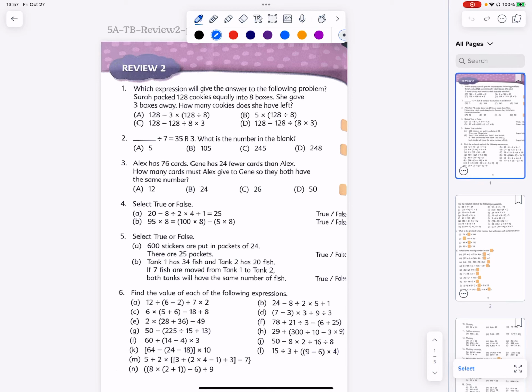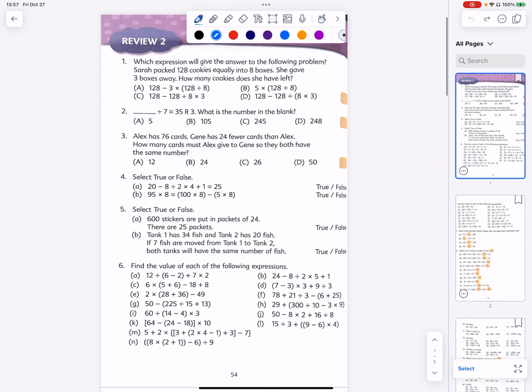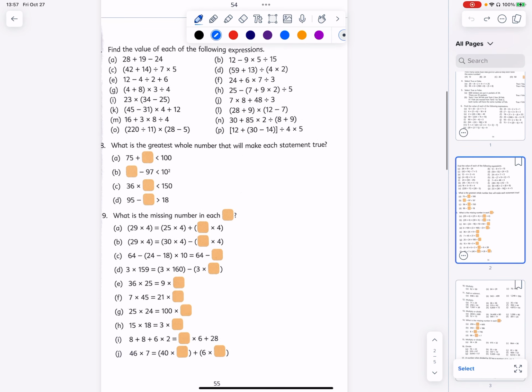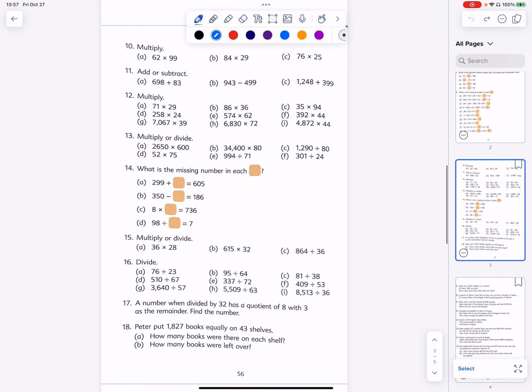Hello, the topic of today's lesson is to review everything we've learned so far from the beginning of the school year. This is Singapore Math, Grade 5, Textbook 5A, Review 2. The Review 2 starts on page 54. I will not go through order of operations, missing numbers. What I would like to do first is land on page 56, right here.